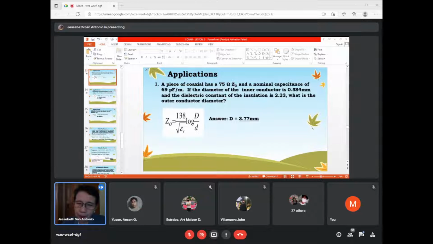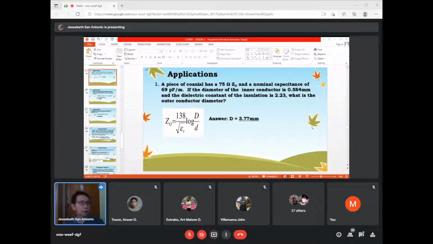In the problem given to you, however, you are asked for the outer conductor diameter. So you are to compute for capital D. Once you have done this, then log of capital D, and the logarithm of division is what? The logarithm of division is subtraction, right?